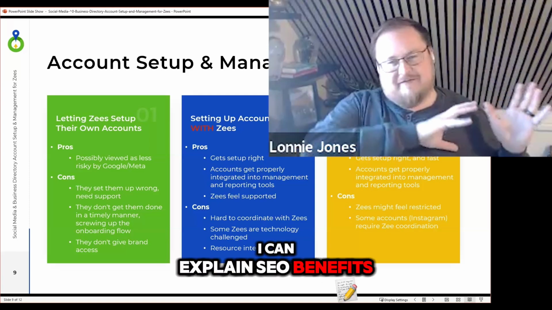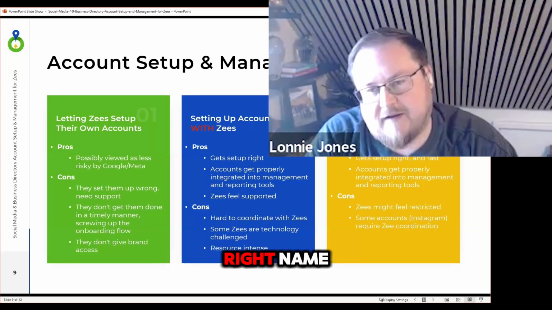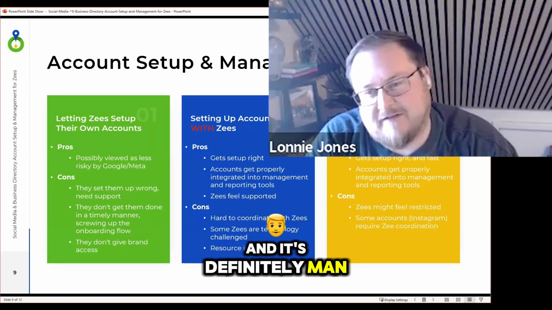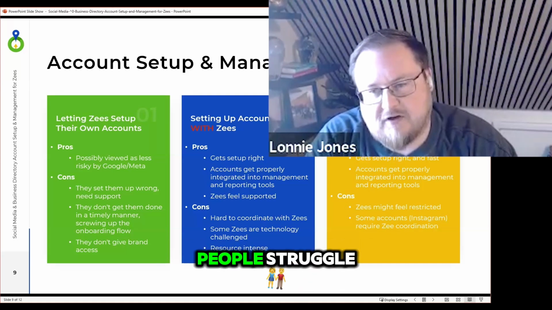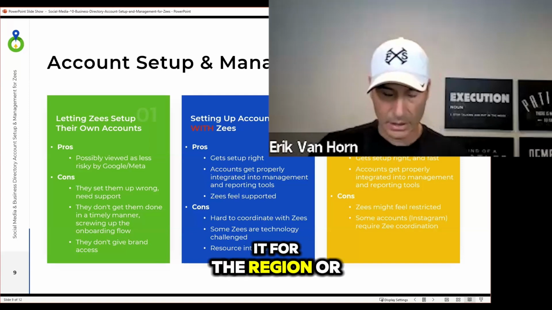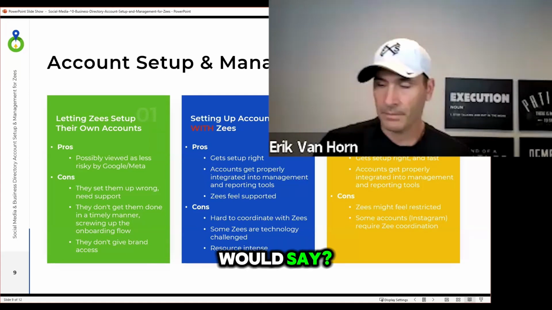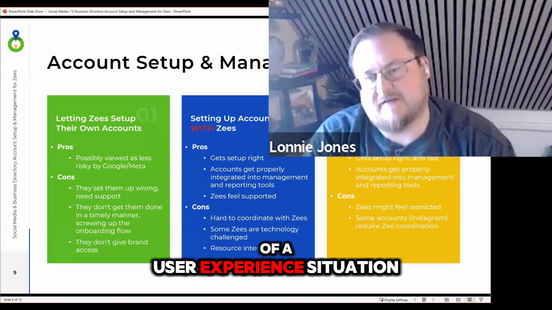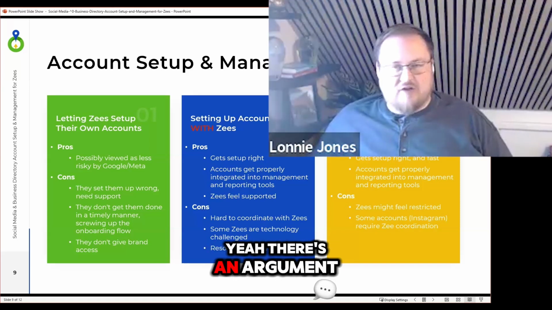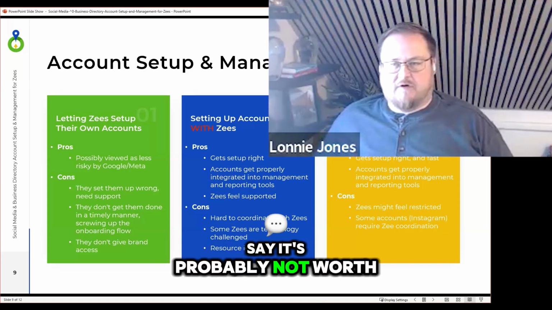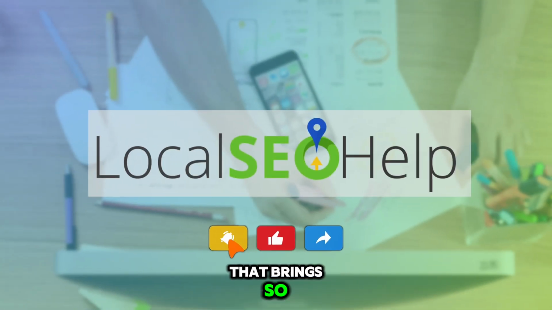I can explain SEO benefits, how Z's perceive it. There are definitely lots of layers to coming up with the right name. I've been in so many conversations about naming, so I know that's an issue people struggle with. But in general, name it for the region or the local thing where it is. That's kind of the generic advice. Is that what you would say? Yeah, I would. That's more of a user experience situation that I would name it for, not for any SEO benefit. There's an argument for some of that, but I would say it's probably not worth it compared to relating to the consumer and the benefit that brings. So, all right, moving on.